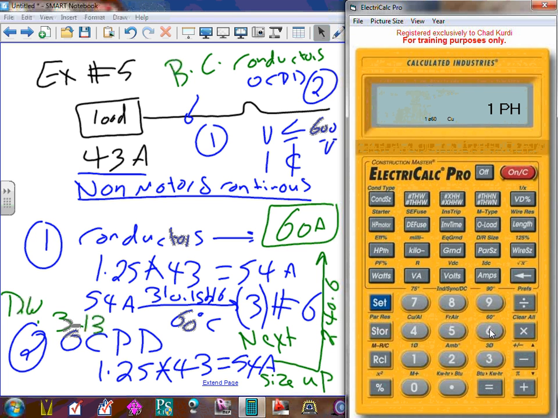So set your calculator for 60 degree. Everybody knows how to set 60 degree. Now let's go size the amps. How many amps do we have? Now, here's where I want you to wake up.